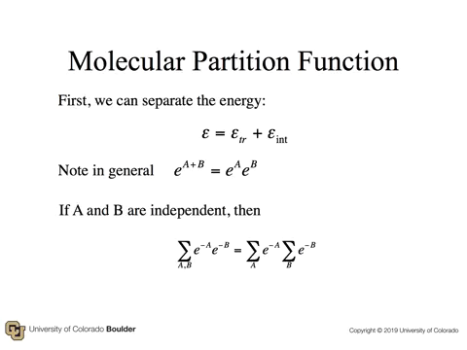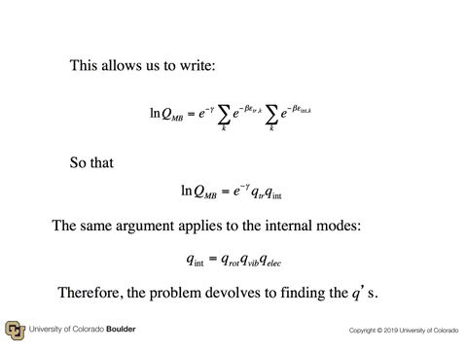So that allows us to write the partition function more formally as e to the minus alpha times the sum of the e to the minus beta epsilon for translation times the sum for internal motion. So the Maxwell-Boltzmann partition function is e to the minus gamma times the translational molecular partition function times the internal molecular partition function.